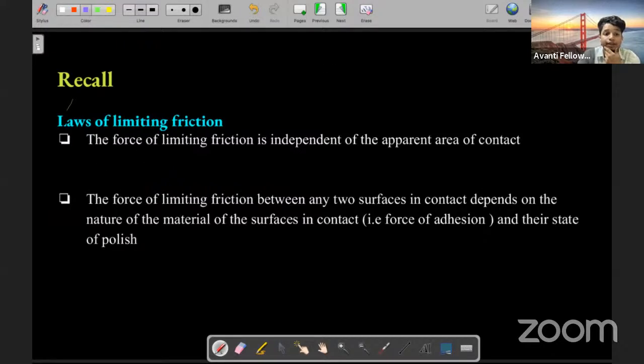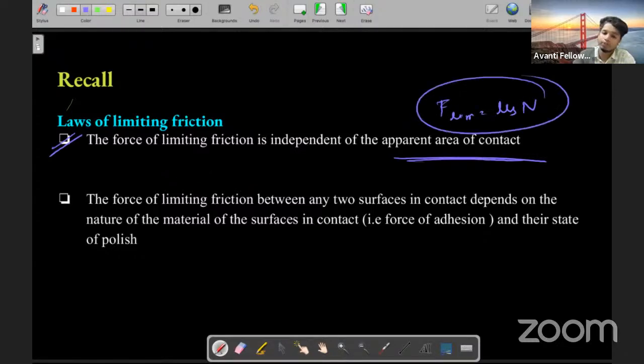Also, the force of limiting friction is independent of the apparent area of contact. Obviously, right? Why? We know that F limiting equals mu s into N. Is there any area component? No, right? If there is no area component, then it is independent of area. All these things we talked about in the last class.